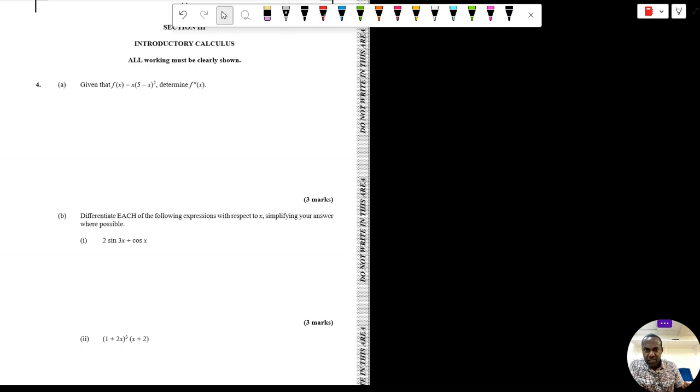Now, question 4, part A says, given that f of x equals x times (5 minus x) all squared, determine f double prime of x. So that basically means you're supposed to find the second derivative.